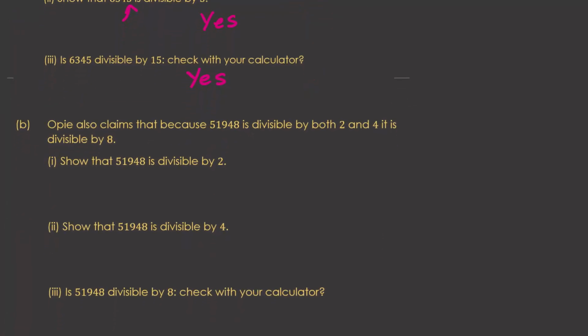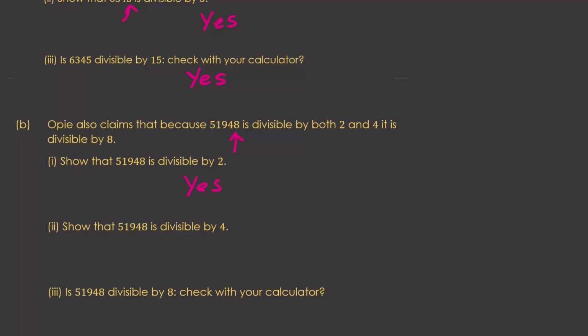Opie also claims that because 51,948 is divisible by both 2 and 4, it is divisible by 8. Show that it's divisible by 2. Well, the last digit is an 8, so it's even and therefore yes.